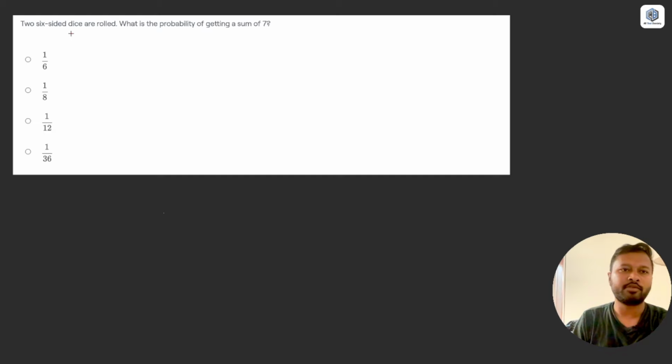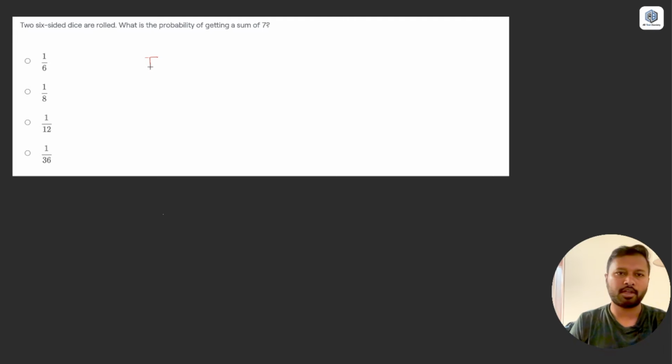It says that two six-sided dice are rolled. As we have discussed already, when the dice is rolled, what is the probability of getting a sum of 7? So if a dice is rolled twice, what is the probability that you are going to get a sum of 7? To solve this question, the total outcome you already know. The total outcome will be 36.